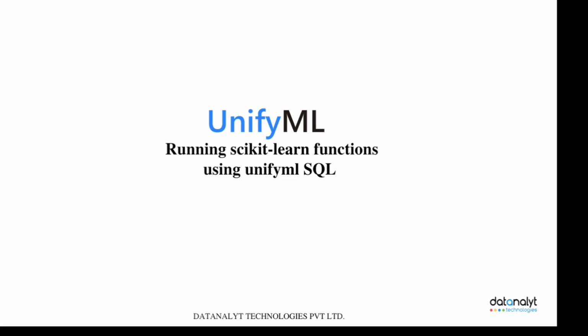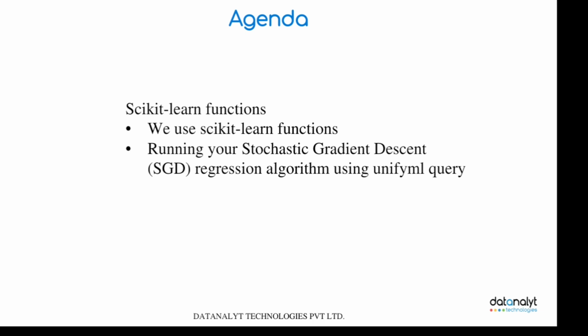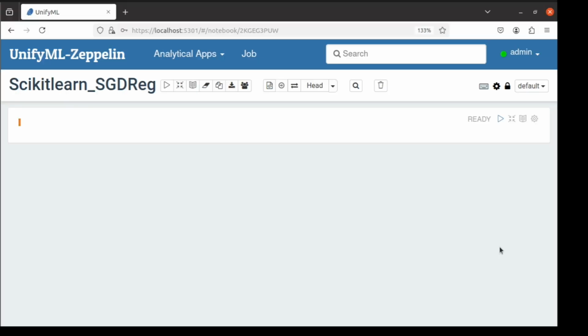In this video, we'll cover how to run Scikit-Learn functions using UnifyML SQL, specifically focusing on Stochastic Gradient Descent (SGD) Regression. Here, we run Scikit-Learn's SGD Regression using a UnifyML query. Let's dive into this simple implementation of SGD regression with UnifyML SQL.